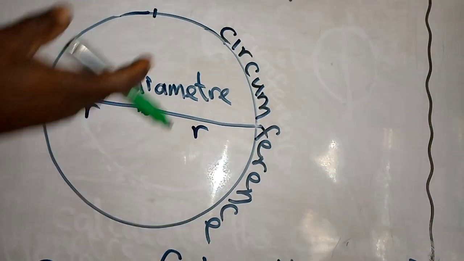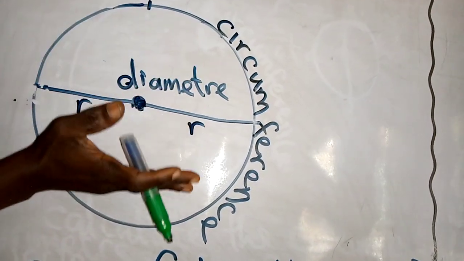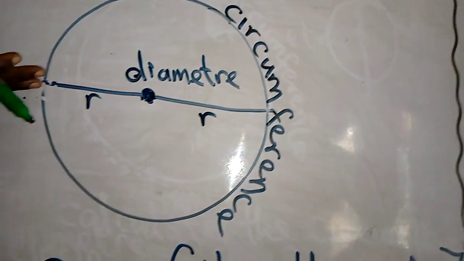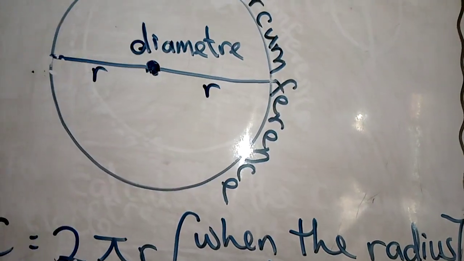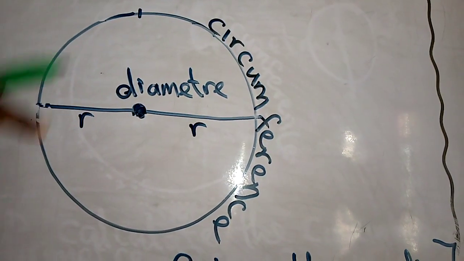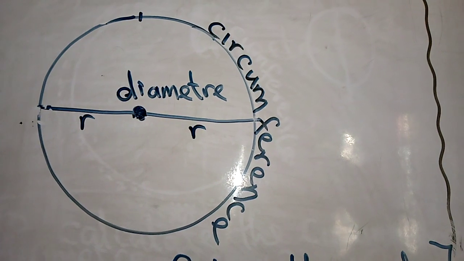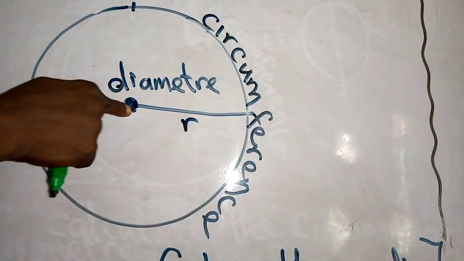Okay. Now we have the half of a circle, and this is another half of a circle. So the line that divides a circle into 2 equal parts is what we call diameter. And the radius is the half of a diameter, or a line that moves from the circumference of the circle to the center of the circle.